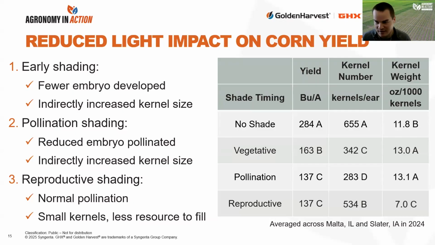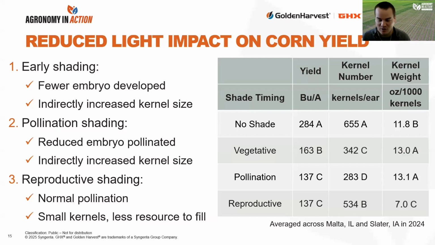Now let's focus a little bit on the yield components. With no shade, we were getting about 655 kernels per ear and about 11.8 ounces per 1,000 kernels. That's the kernel weight, in ounces per 1,000 kernels. Shading during the vegetative time significantly reduced the number of kernels per ear. So when that ear is being developed during the vegetative stages, any stress, in this case shade, significantly reduced kernels per ear. You'll notice that it indirectly increased kernel weight, because again, there were just fewer kernels to fill.